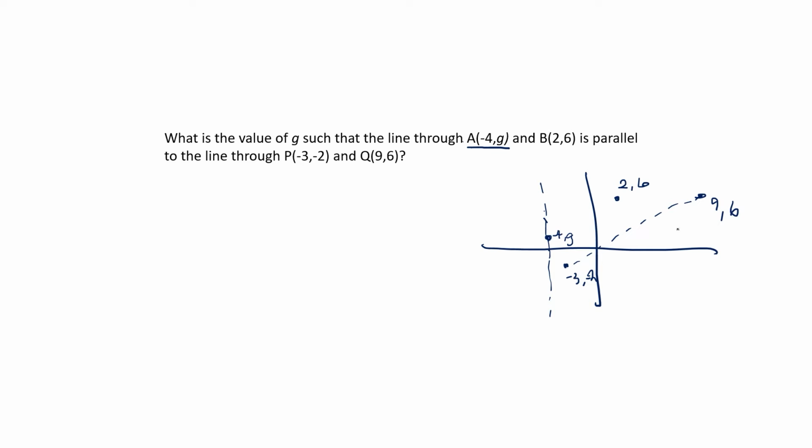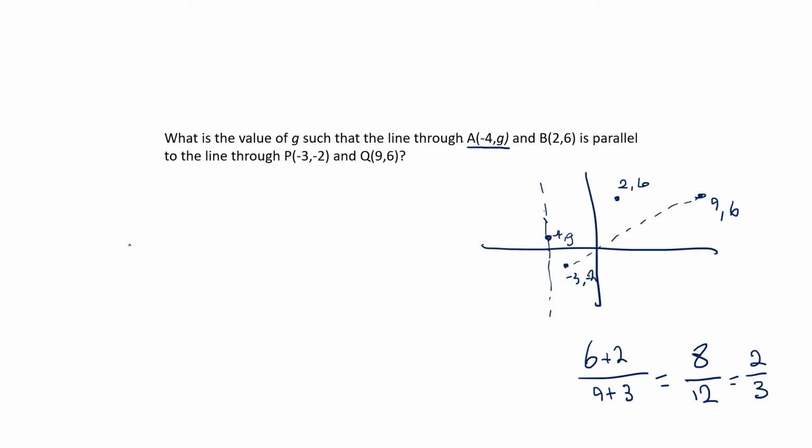So finding this slope, I'll choose this as my first coordinates. 6 for a y1. 6 minus negative 2, so plus 2, over 9 minus negative 3, so plus 3. That's going to equal 8 over 12. And then when you reduce that, divide both by 4, you're going to get 2/3. All right, so that's the slope. So we need to find some G that gives us that same slope.